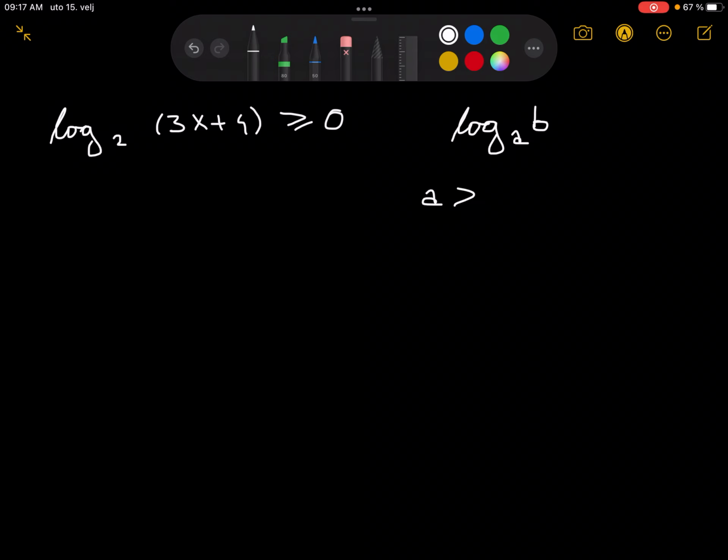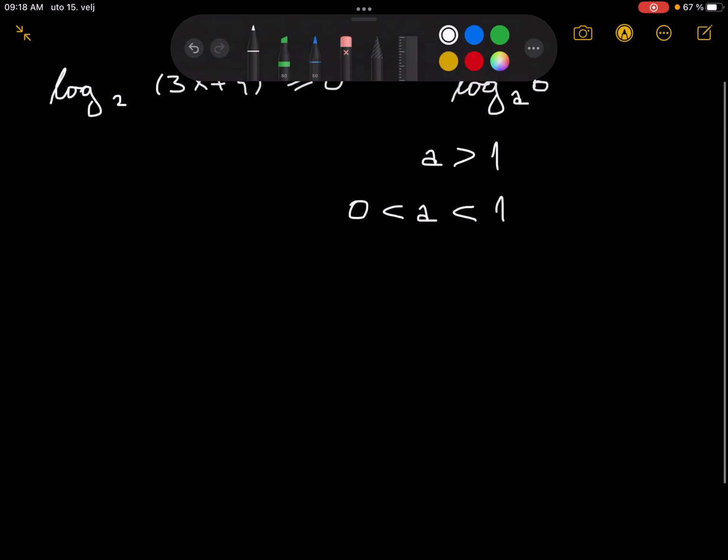So if a is greater than 1, then we'll just rewrite the same inequality sign because it's an ascending function then. And in the other case, if a is between 0 and 1, we just write the opposite inequality sign when solving these kinds of problems. Also, we have to set a condition, and that's usually just defining the domain.